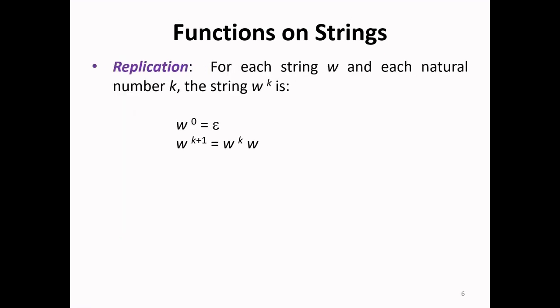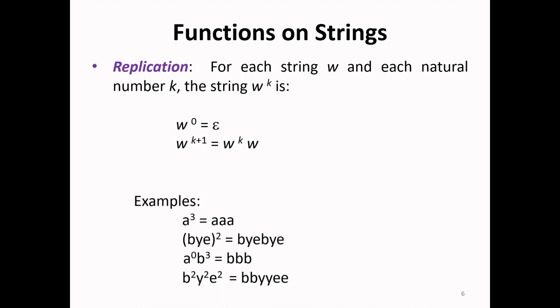The next function on strings is replication. For every string w and each natural number k, the string w raised to k is defined as follows. w raised to 0, that is k is equal to 0, has string length 0. This is possible when the string is equal to epsilon. Next, w raised to k plus 1 is equal to w raised to k concatenated with w. For example, a raised to 3, that is a is replicated 3 times, so the possible string is aaa. b y is repeated 2 times, so the possible string obtained is byby.